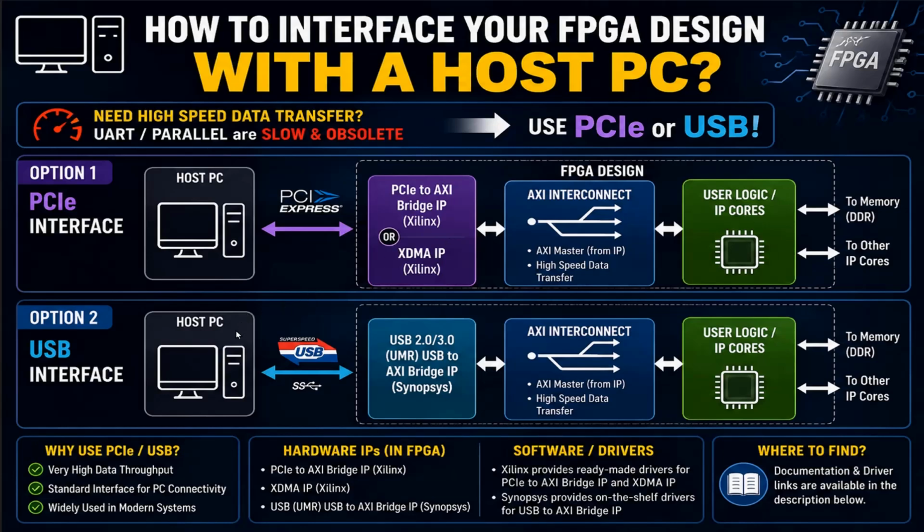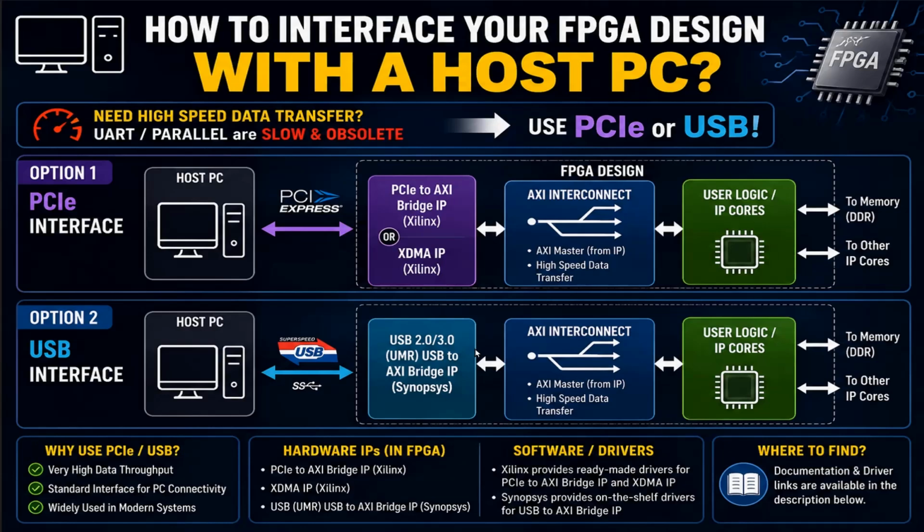Similarly for USB, Xilinx provides one IP called the USB device controller IP. One side of it will interact with the USB and the other side will be an AXI interface. But there is a limitation with whatever IP is available today. That IP only supports USB 2.0. That means the data rate will always be limited to 480 Mbps. It does not support USB 3.0. So I never used it.